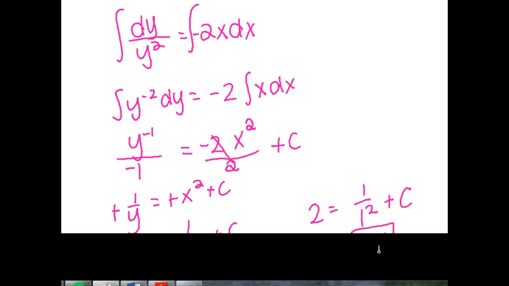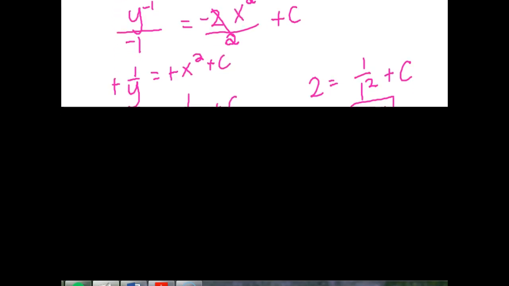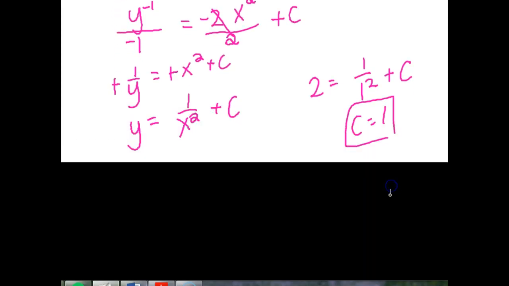So basically what I did was I just divided out the negative to cancel them, so they both became positive. You don't have to worry about that. We're going to solve for c. Did I plug in the wrong numbers for c this time? I just plugged it in before we even took anything.